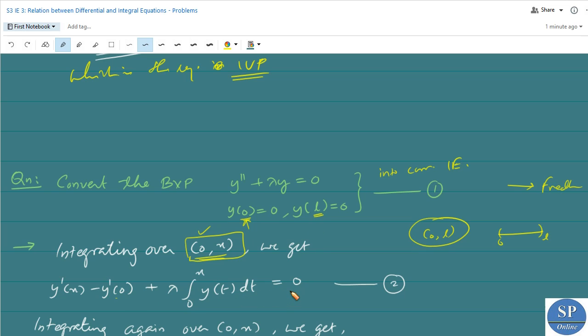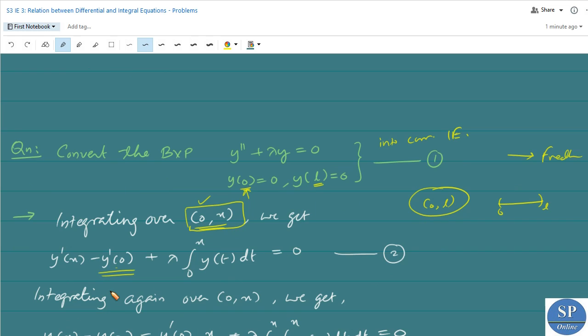But here we cannot replace this y dash of 0 as in the case of the initial value problem, because we are not given the initial condition for y dash. We know that it is a constant, because it is the value of y dash at the point x equal to 0. So here we cannot replace this y dash of 0.